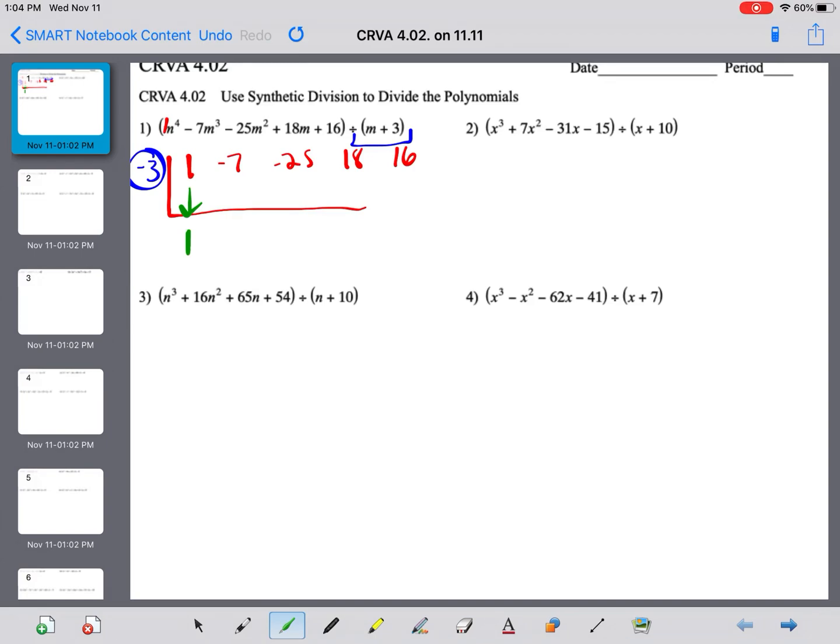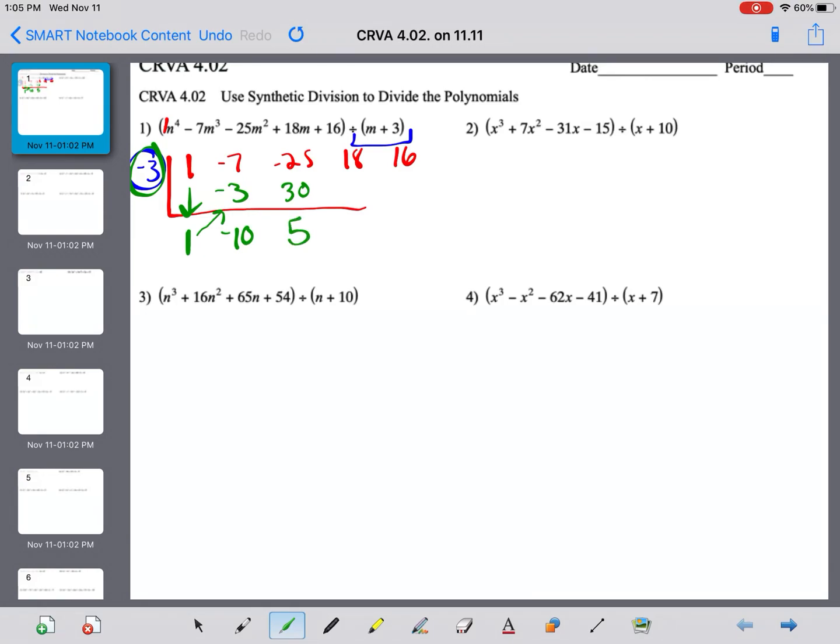Then we move over and multiply this bottom number by our multiplier. 1 times negative 3 is negative 3. Now we add vertically, we get negative 10. Then from here we multiply. Negative 10 times negative 3 is positive 30. And now we add vertically, which is positive 5.